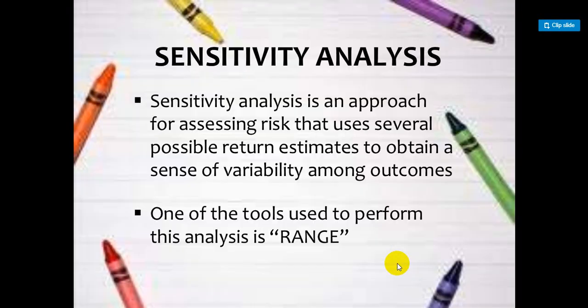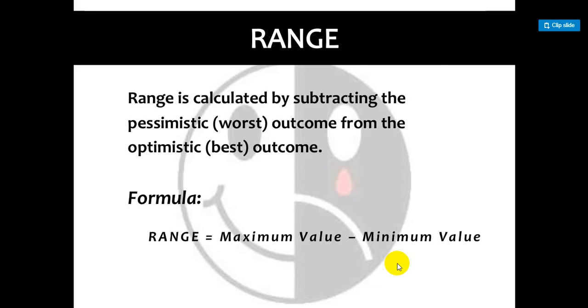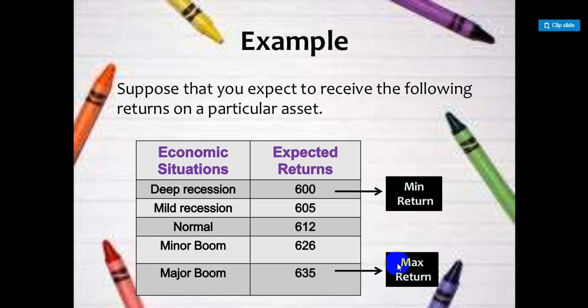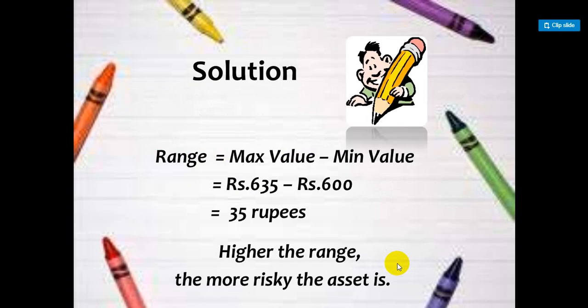When you talk about sensitivity, it's an approach by which you assess the risk. Like I may get the possible expected returns. So it helps to obtain a sense of variability. How much variability is there, what I am expecting and what I am getting as such. So this is nothing but a range, what we call maximum minus minimum. If you see over here, major boom is 635, minor boom is 600. So that difference is nothing but your range as such.